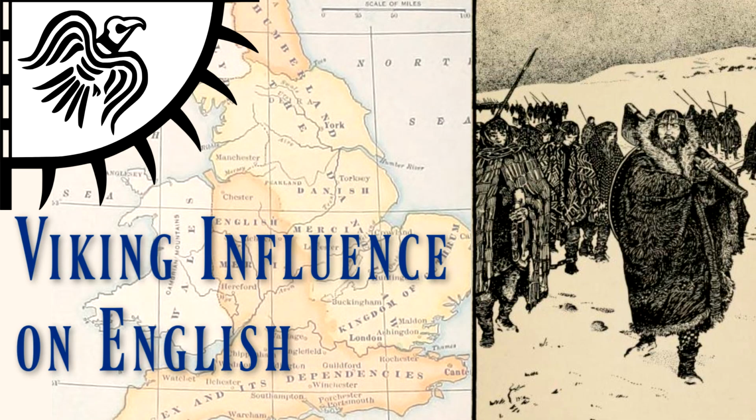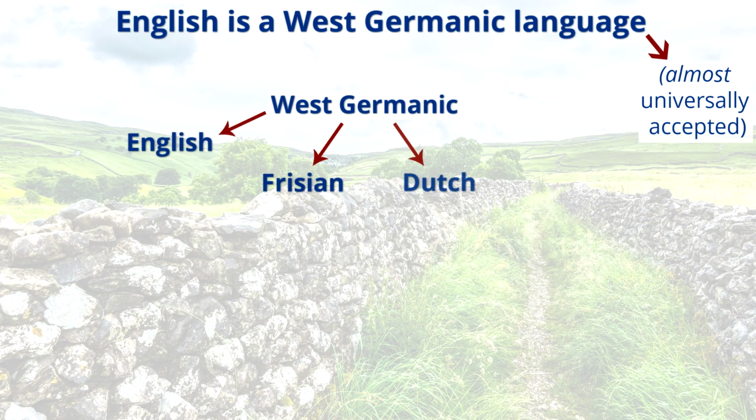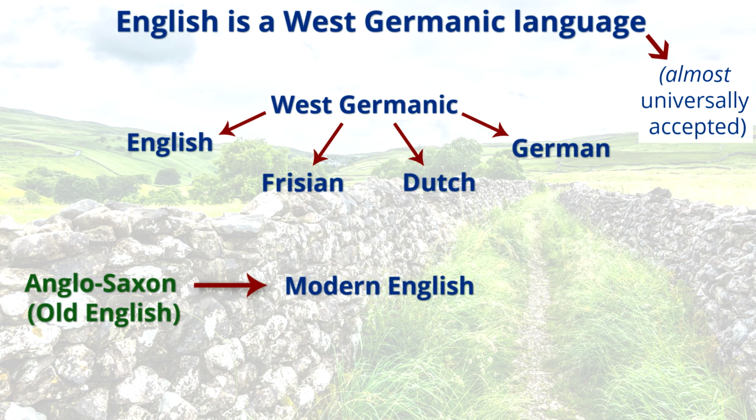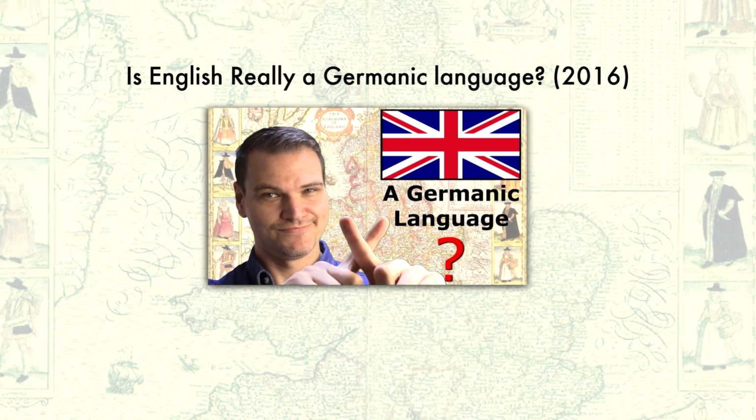Today we're going to go back in time and talk about an important influence on the English language, the influence of the Vikings and their language, Old Norse. It's almost universally accepted that English is a West Germanic language, along with Frisian, Dutch, and German, and that modern English descended from Anglo-Saxon, also known as Old English, the language spoken by Germanic tribes that migrated to Great Britain in the 5th century. As I mentioned in my video, is English really a Germanic language?